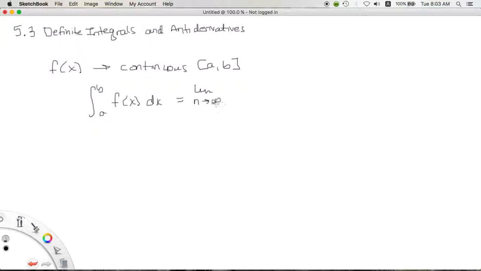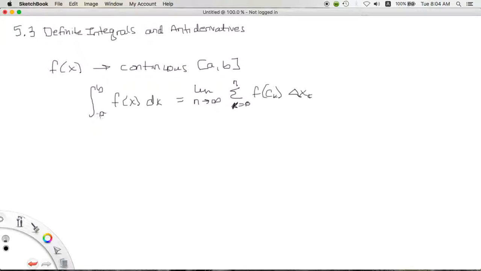Remember, we did this: the limit as n goes to infinity, or you can also do it as the interval space, the delta x, goes to 0, of the Riemann sum from k equals 1 to n of f at some constant ck times delta xk. Remember, this is the height of the rectangle times the width of the rectangle, and we're adding all these little rectangles up. We take the limit as we get to lots and lots of rectangles, and we get the area under the curve. So the definite integral is a number that's the area under the curve.